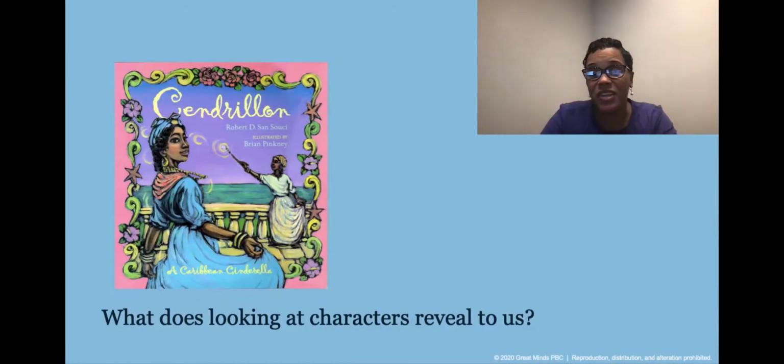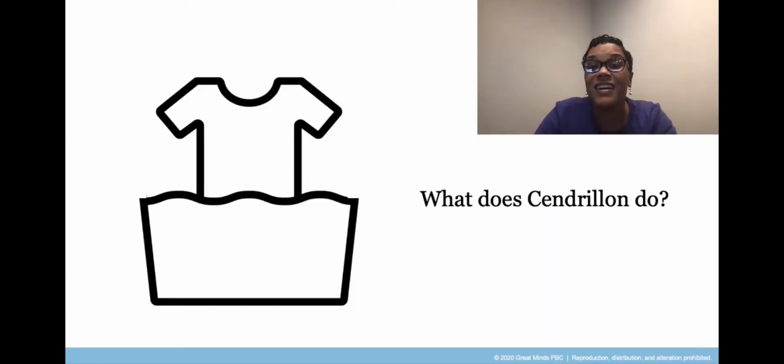All right, so now that you had a chance to revisit the artwork, let's take a look at the question that is framing our work for today. And that question is, what does looking at characters reveal to us? So today you'll be looking more closely at the character Cendrillon. Now, in order to do that, you are going to look more closely at Cendrillon's actions and make an inference or guess about her character.